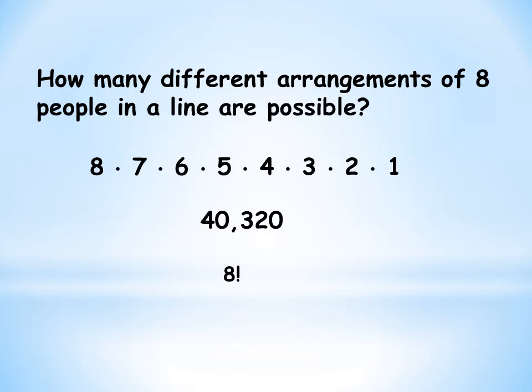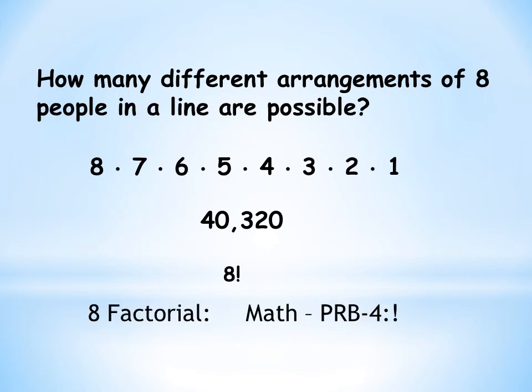This can also be written as 8 factorial. That little exclamation mark means factorial. So that means take 8 times 7 times 6 and so forth. So 5 factorial would be 5 times 4 times 3 times 2 times 1. Or 100 factorial would be 100 times 99 times 98 times 97 and so on and so forth all the way down to 1. In your calculator, if you want to do 8 factorial, you're going to hit 8 and then math, probability, and then 4. And it will give you this 8 factorial.